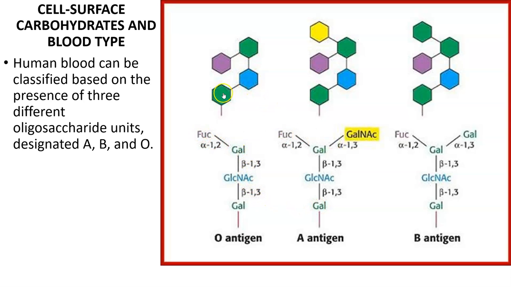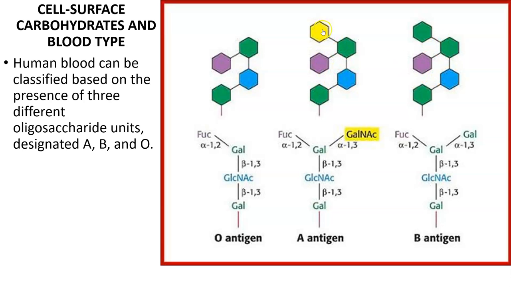So you can kind of see here the green, blue, green, purple, green, blue, green, purple, and yellow. These are different monomers that are organized in different formats and different orientations. The O antigen is the most simple, and this is the most common, as most people are O for their blood type. If you're A or B, you're changing some of this orientation and organization, and what's attached.